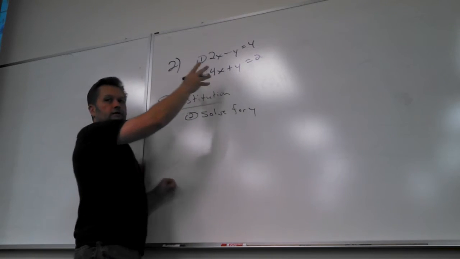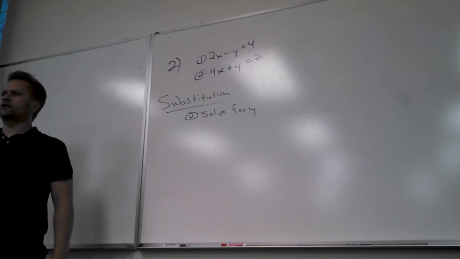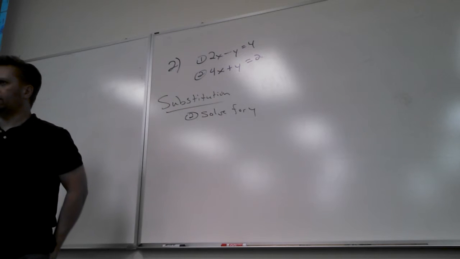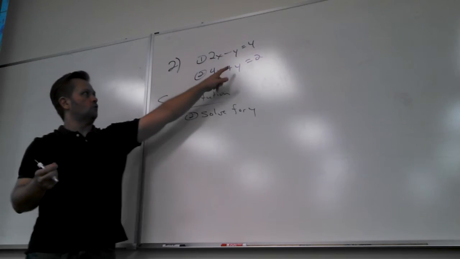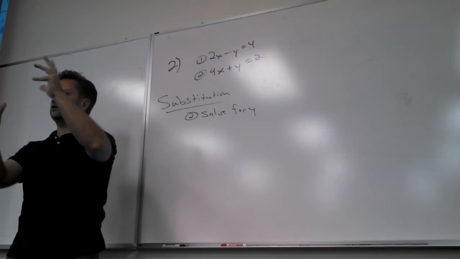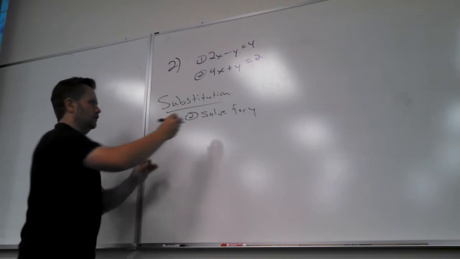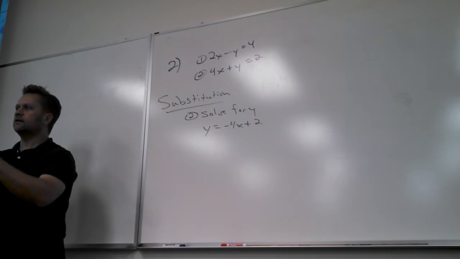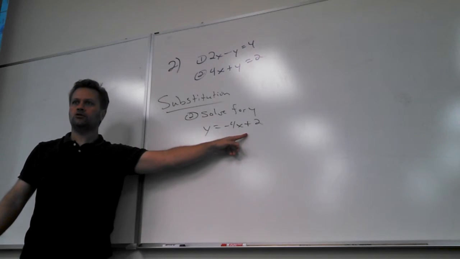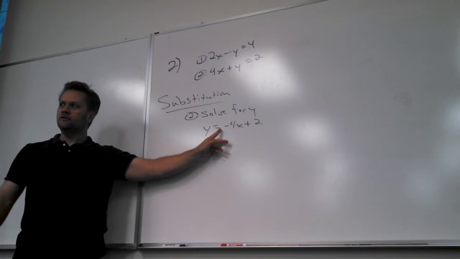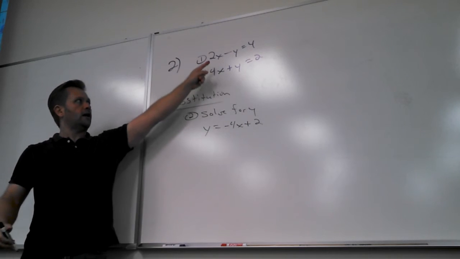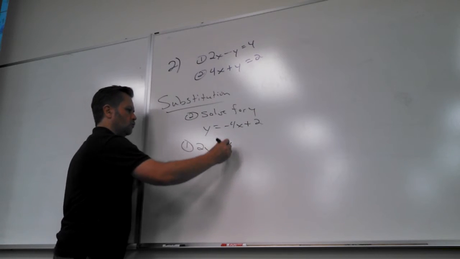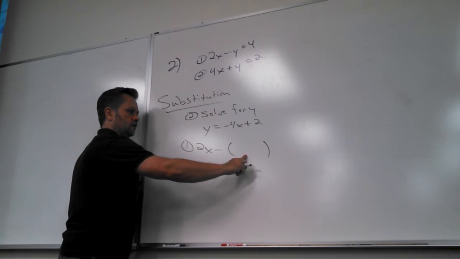Why do I not want to solve for x? Because what would happen if I tried to solve for x? I would make fractions show up. You only have to do that if they force you to. Y is better because there's no coefficient, so I'm not going to make fractions. If we do this, we get y equals negative 4x plus 2. I really want this to make sense. What does that equation say is true? Y is that. So look back at equation number 1, the other equation. It says 2x minus y, but what is y?